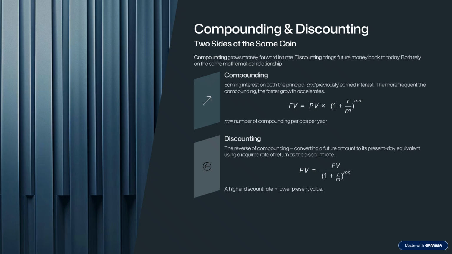Now you can ask, why do we need both? Because in real life, money moves in both directions. Sometimes we want to know the future value, means compounding. Sometimes we want to know the present value, means discounting. Okay, so always remember, compounding and discounting are the two sides of the same coin. One takes money forward and the other brings it back, and together they form the backbone of time value of money.